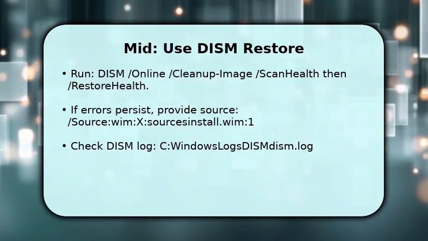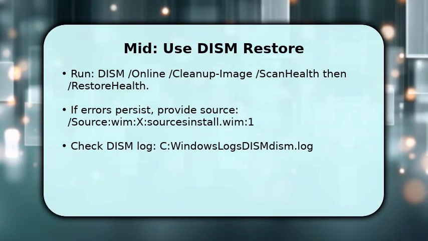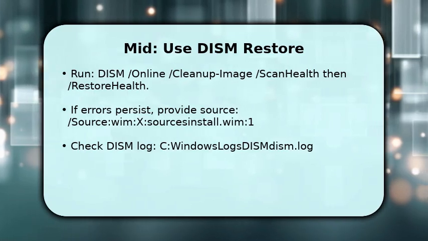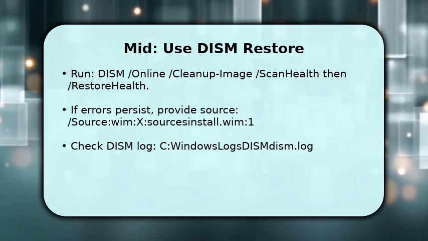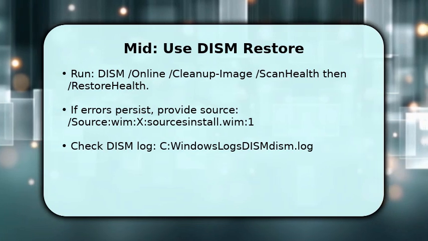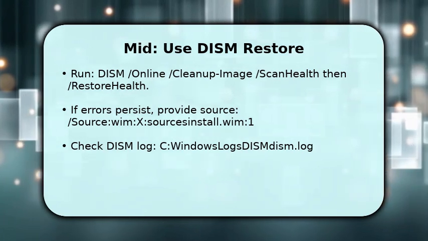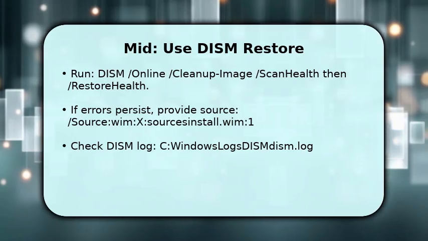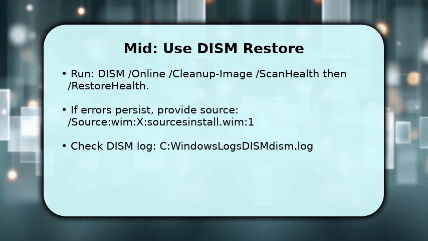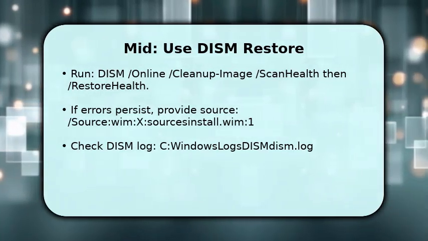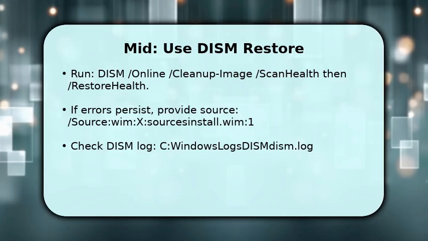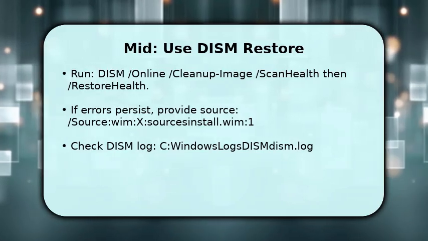If the online repair cannot fetch files, specify a known good source with /Source:WIM:path to install.wim and include /LimitAccess to avoid Windows Update. Make sure you verify the DISM log in C:/Windows/Logs/DISM/dism.log for detailed errors and any missing components that block repair.